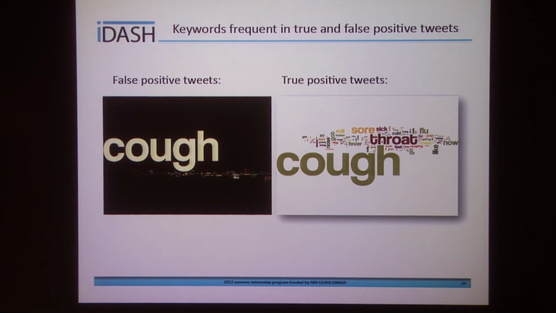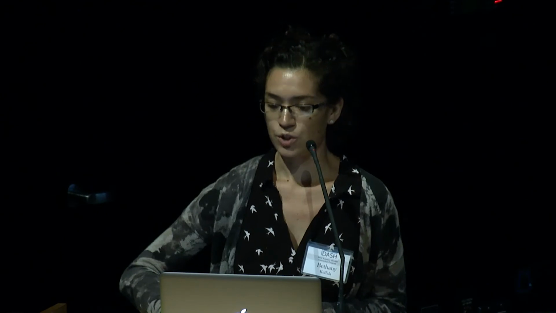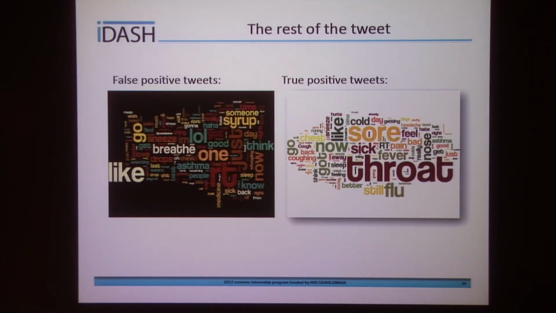But what we want to do is get some separation between these two categories. So what we should do is look at what's happening instead in the rest of the tweet. So just even ignoring the word cough, we start to see some separation. In false positive tweets, we're getting really frequent words like syrup or LOL, like RT, which stands for retweet. But in the true positive tweets, we're getting things like sore throat, fever, things like better or hate, etc.